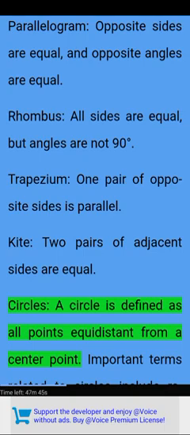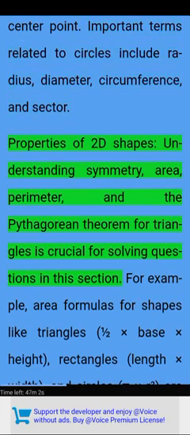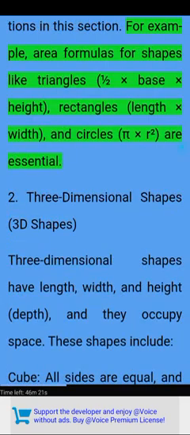Circles. A circle is defined as all points equidistant from a center point. Important terms related to circles include radius, diameter, circumference, and sector. Properties of 2D shapes. Understanding symmetry, area, perimeter, and the Pythagorean theorem for triangles is crucial for solving questions in this section. For example, area formulas for shapes like triangles, 1/2 times base times height, rectangles, length times width, and circles, pi times r squared, are essential.